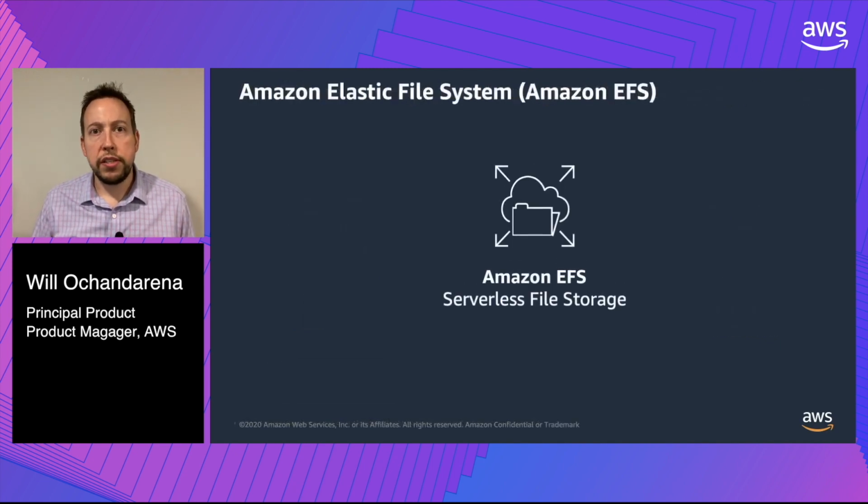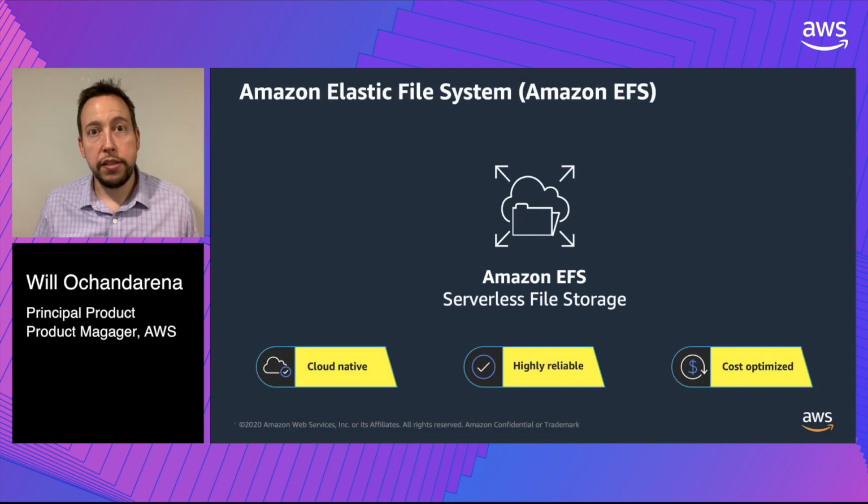It was all those challenges that led us to introduce Amazon Elastic File System back in 2016. Amazon EFS is a shared file system that is cloud native, highly reliable, and cost optimized. It's cloud native in that it's something that we've built natively for the cloud. So it's something that's fully elastic and pay as you go and integrated with all of the other services you might want to use in the AWS portfolio. One way you can think of this is it's serverless storage because it's something that you don't have to think about: pay as you go, fully elastic, nothing to manage.